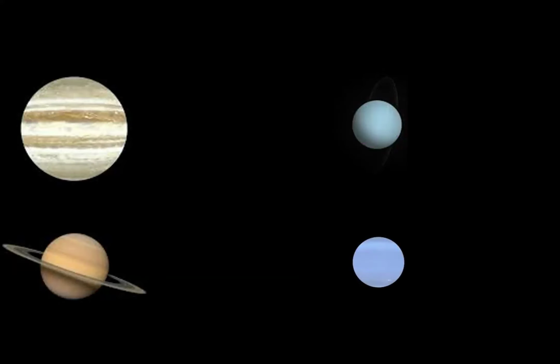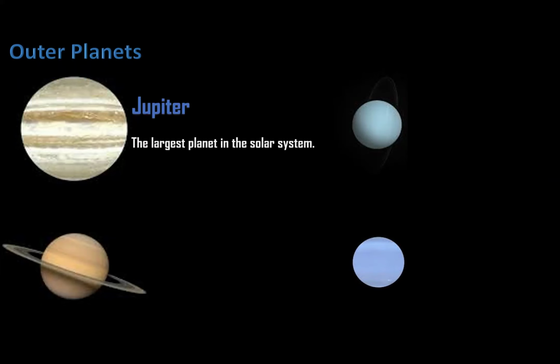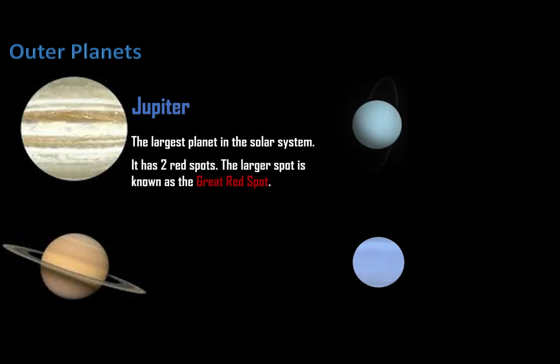Now let's talk about the characteristics of the outer planets. The first planet in the outer planets is Jupiter. And Jupiter is the largest planet in the solar system. And Jupiter has 2 red spots. And the larger spot is known as the Great Red Spot.